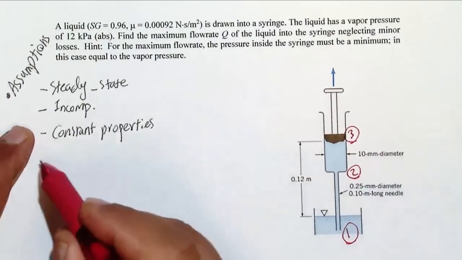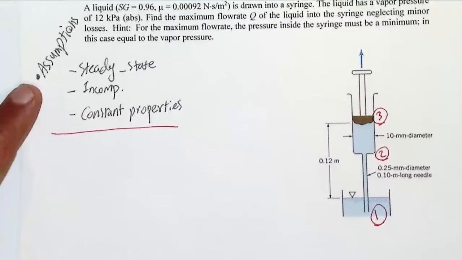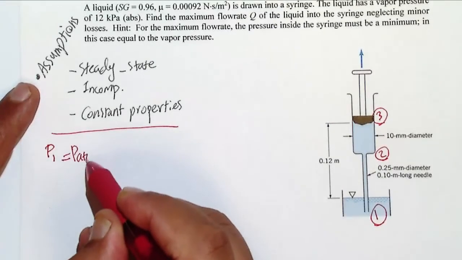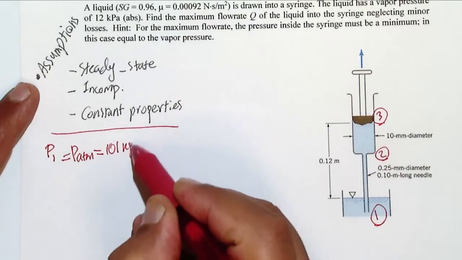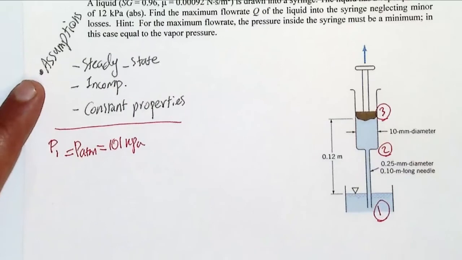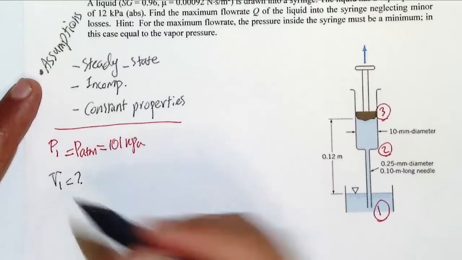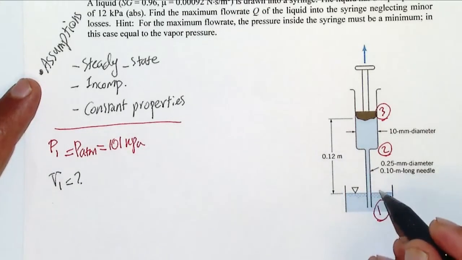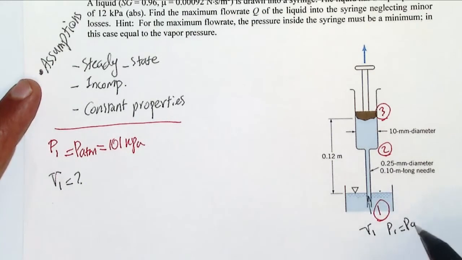So after numbering, let's write down what we have and what we know here. First, P1 is given. It is P atmosphere, which is 101 kilopascal, almost. Okay, P1 is given. What else? V1 is not given. We don't know the velocity of flow. Here the velocity is 0 and it's maybe huge, but velocity comes in. So we have V1 here, but P1 is P atmosphere.